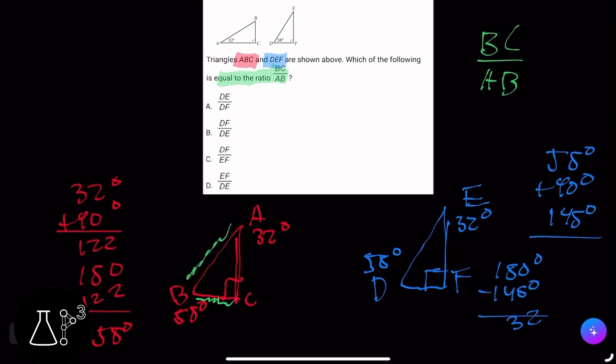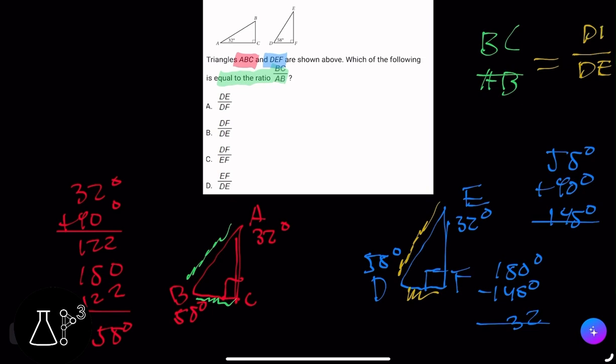Now, if I do that on the right side, I realize that DE is corresponding to the side length of AB, and DF is correlating to the side length of BC. So AB is correlating to DE, and AB is in the denominator. And then DF is correlating to BC, and BC is in the numerator. So BC divided by AB equals DF divided by DE. And our answer will be B.